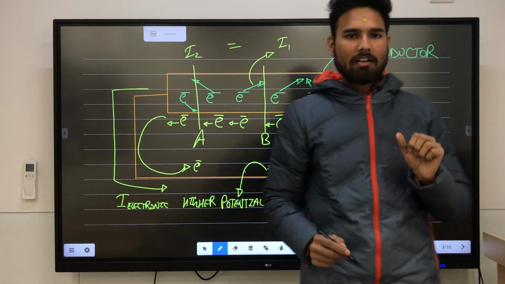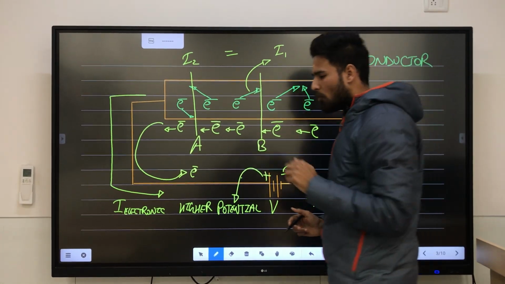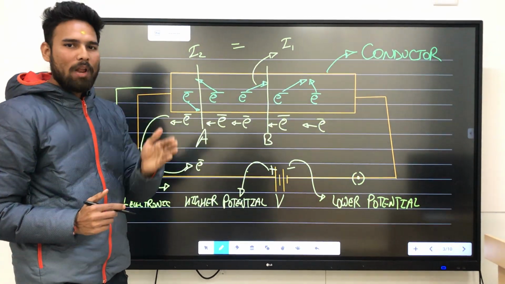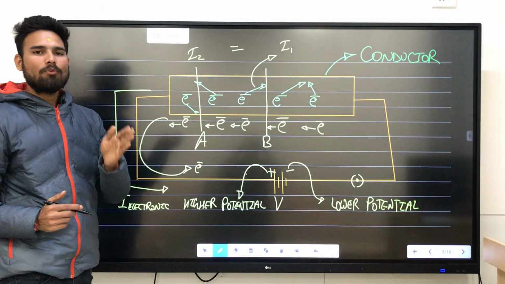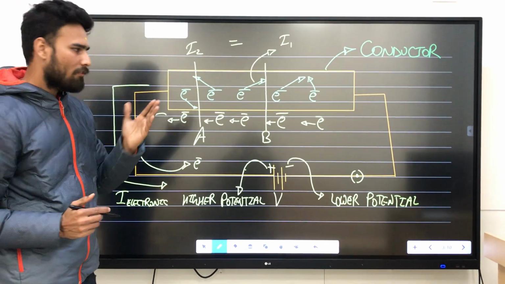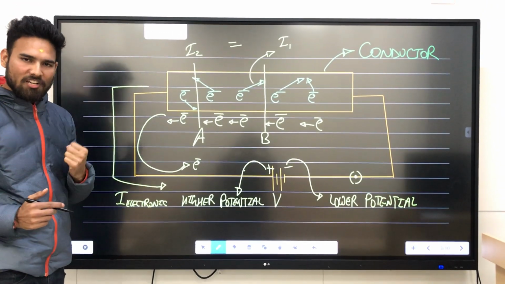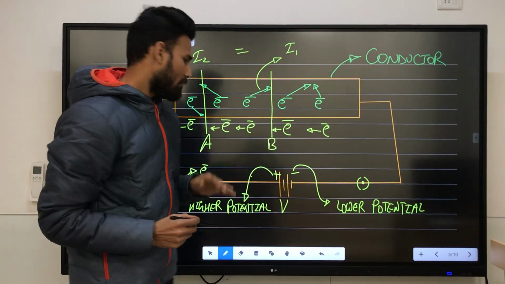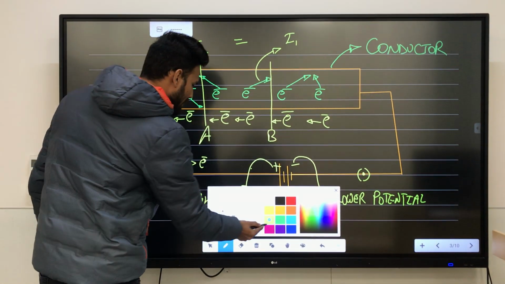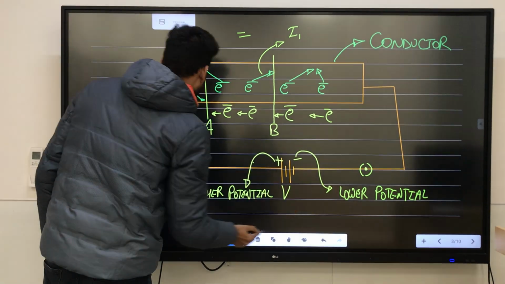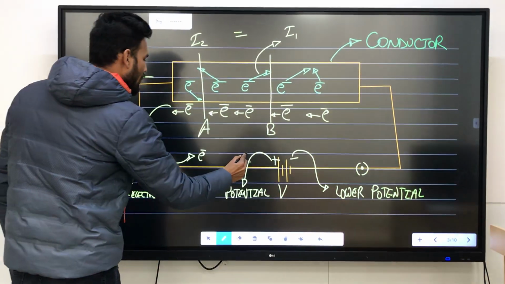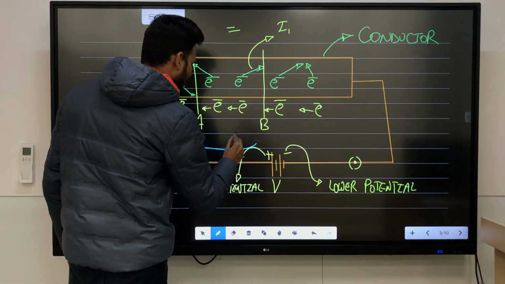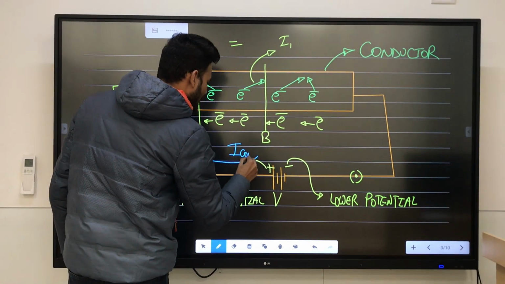But now here comes a word: conventional. What is conventional current? We have assumed that our conventional current will always be in the opposite direction of the flow of electrons. It means that the conventional direction of current will be from the positive terminal to the negative terminal. This is the direction of conventional current.